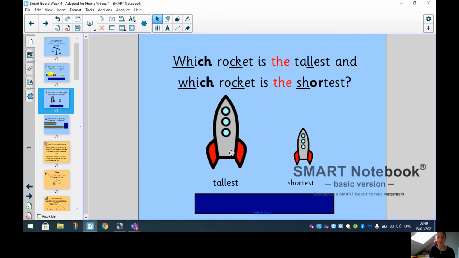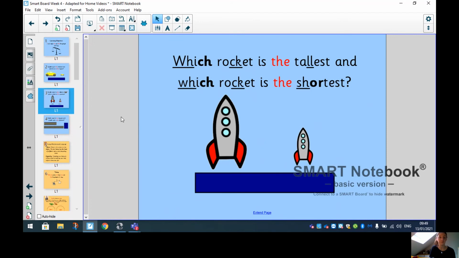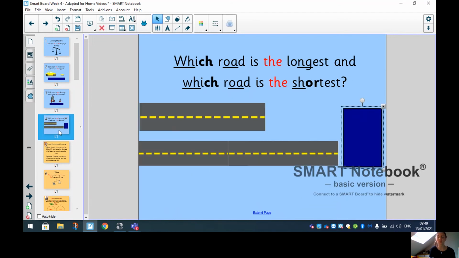So instead of using big and little, we are using tall and short. We're not using the words big and little all the time. We are using new words to describe and compare the size of the mass, okay? Let's have a look at the next one.